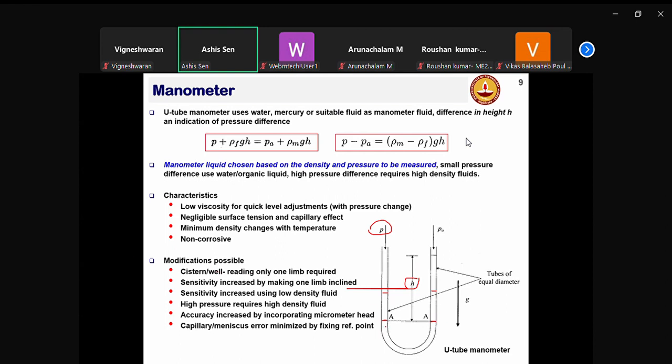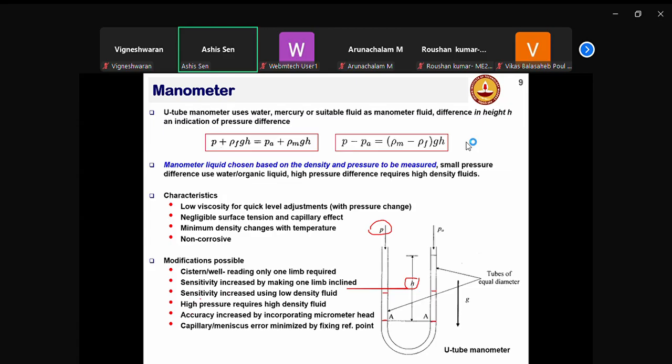This U-tube manometer, several modifications are possible to improve its sensitivity and usability and so on. And this is what we are going to talk about subsequently. You can have a cistern or well in one of the limbs, so that you need not really look at the height difference. You can just look at what is the level in one of the limbs, and you will be done with it. And you can improve sensitivity by making one limb inclined. So we'll also see an inclined U-tube manometer where one of the limbs will not be straight vertical, it will be inclined to improve the sensitivity.